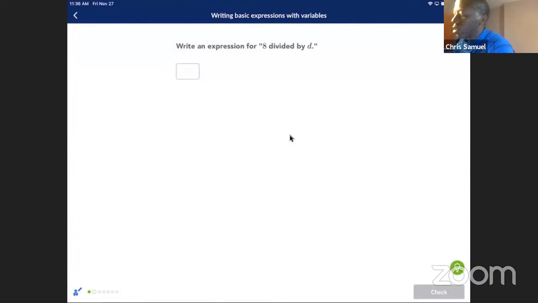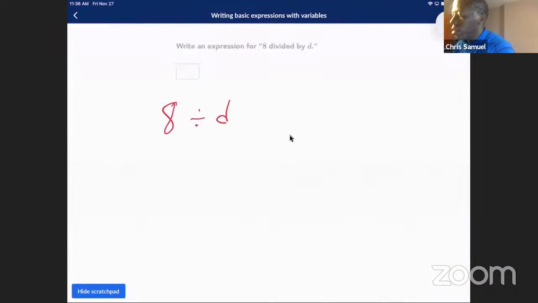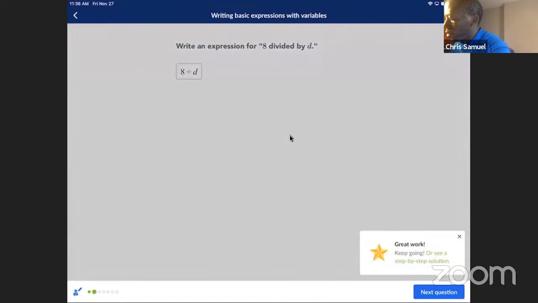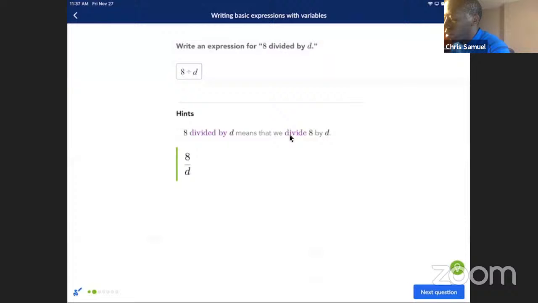We have here, write an expression for 8 divided by d. So we would have 8 divided by d like this. Let me see, 8 divided by d. Okay, and let's look at the step-by-step solution. It means 8 divided by d is 8 by d, so 8 over d.